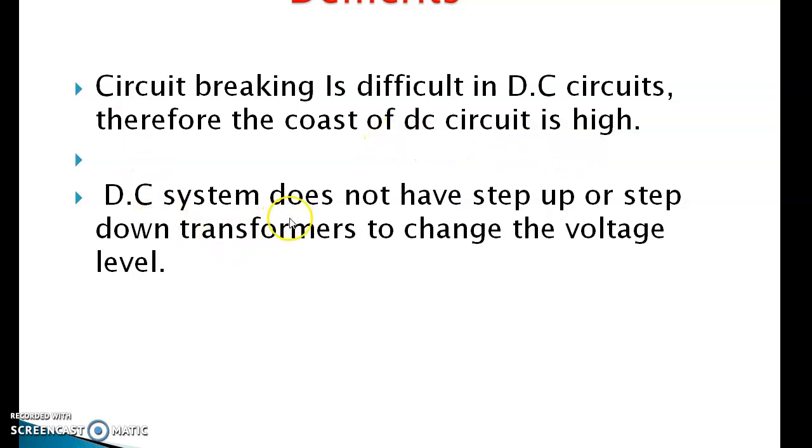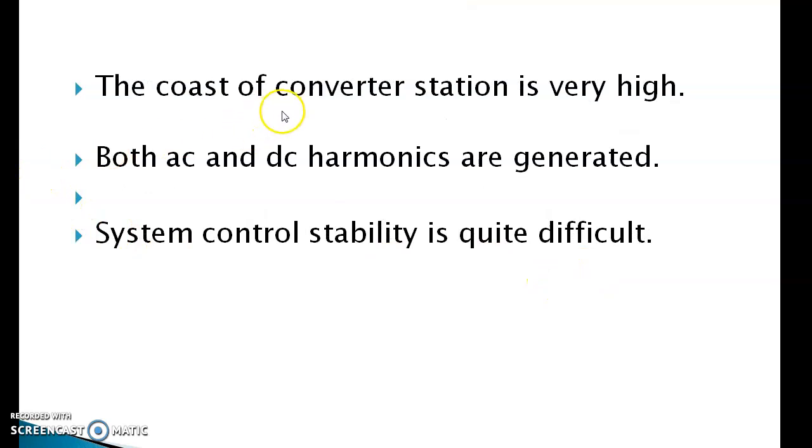The DC system does not have step up or step down transformers to change the voltage level. Next, the cost of converter station is very high in case of DC. Both AC and DC harmonics are generated. System control stability in HVDC system is quite difficult.